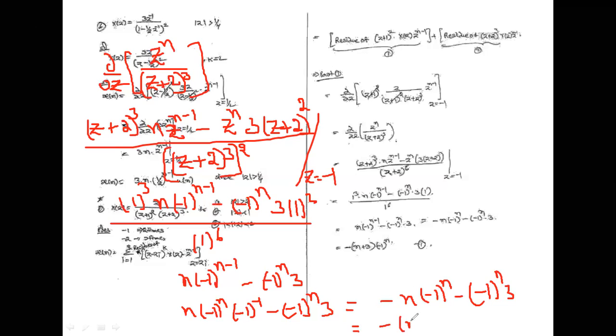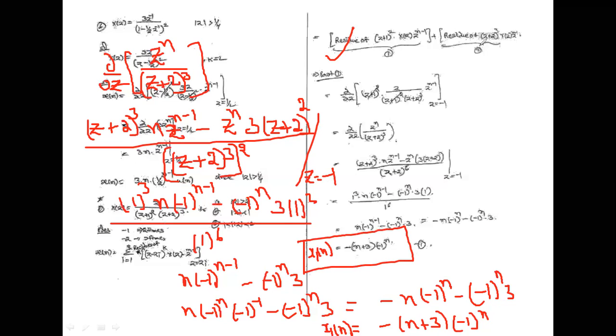Minus n plus 3, minus 1 whole power n. Okay, that will give us x1 of n because it is the first part. Part 1, we did when zi is equal to minus 1 and k is 2 times. So x1 of n is equal to minus of n plus 3, minus 1 whole power n. Let it be equation 1.